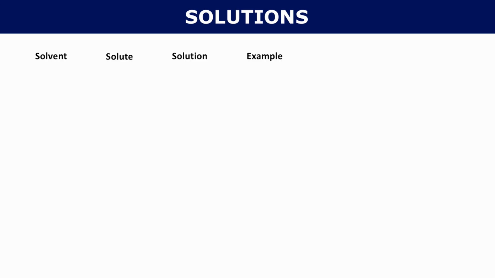So let's look at what happens when the solvent is a certain phase and the solute is a certain phase. Let's start with a gas and a gas. Let's say the solvent is a gas and the solute is a gas. The solution is always going to be a gas. An example of this would be something like air.